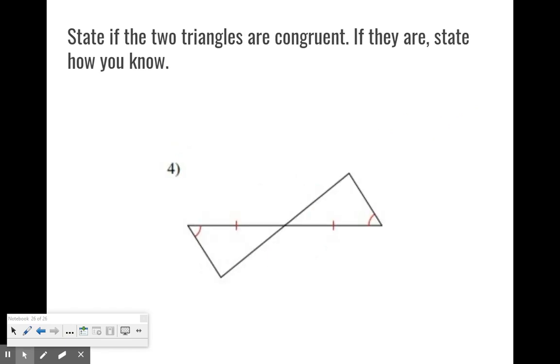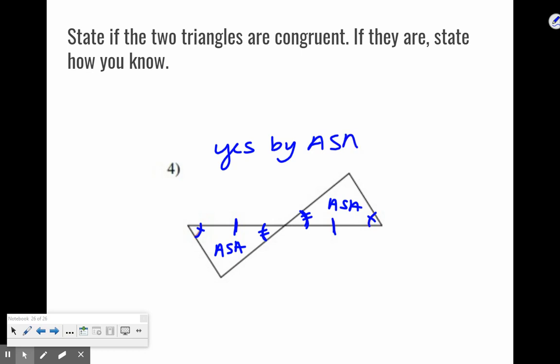Right here, I have an angle and an angle and a side and a side. Take a look at this picture. Do you know anything else about them? Hopefully you notice that we have vertical angles. So I actually have angle, side, angle, and I have angle, side, angle. And so yes, they are congruent by angle, side, angle.